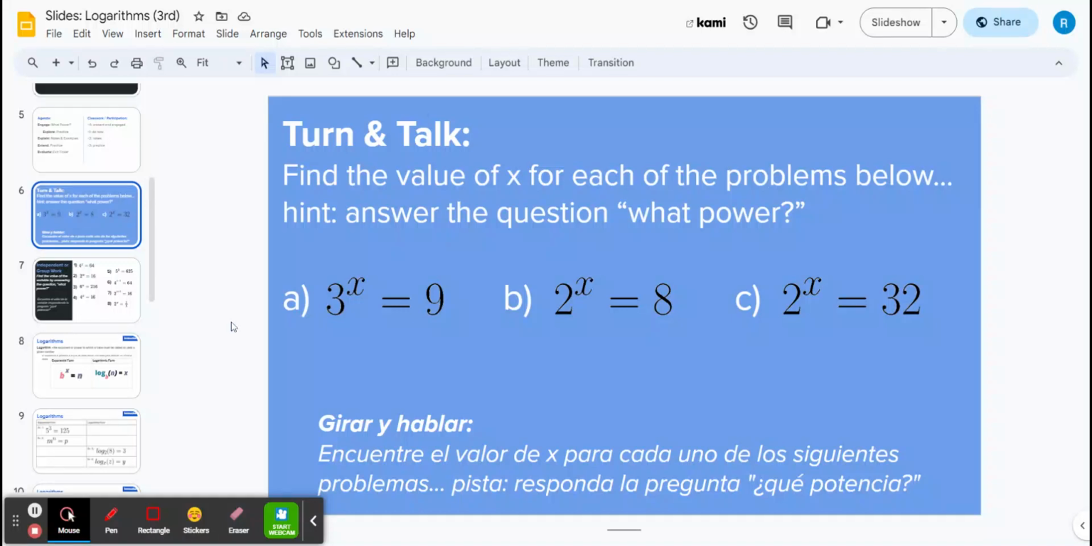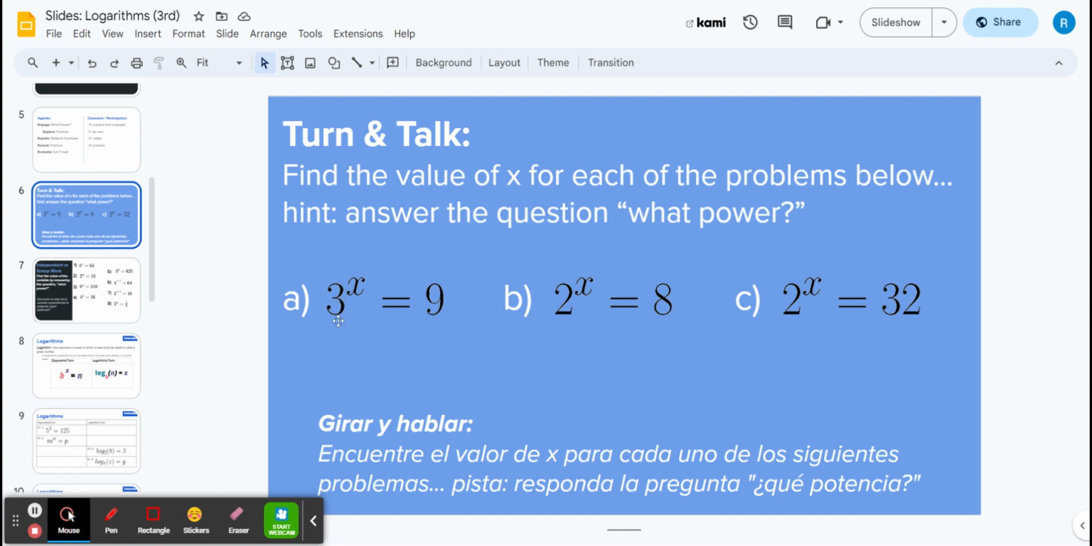All right, today we are learning about something called logarithms. And to build up to our understanding of what they are, we should first answer these questions. Find the value of x for each of the problems below. The hint here is to answer the question, what power?